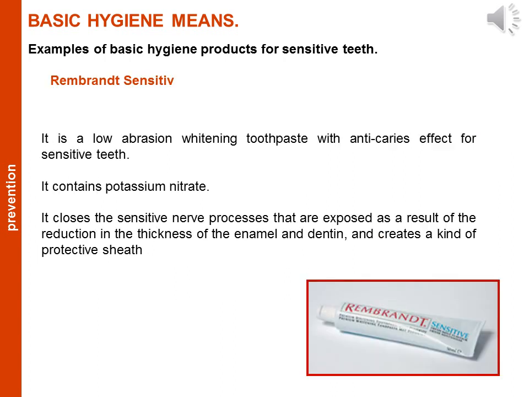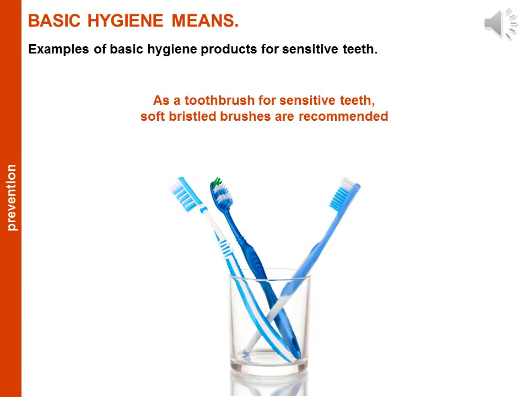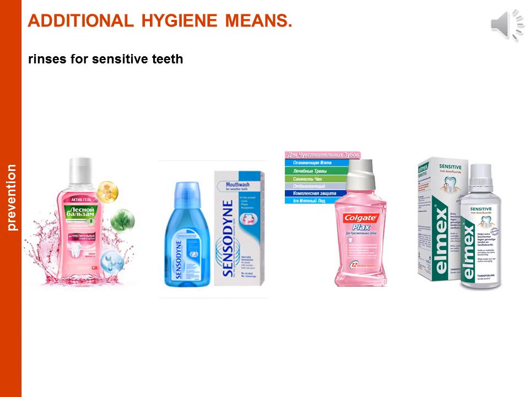Rembrandt Sensitive. It is a low abrasion whitening toothpaste with anti-caries effect for sensitive teeth. It contains potassium nitrate. It closes the sensitive nerve processes that are exposed as a result of the reduction in the thickness of the enamel and dentin, and creates a kind of protective sheath. As a toothbrush for sensitive teeth, soft bristles brushes are recommended. Additional hygiene means is rinses for sensitive teeth.